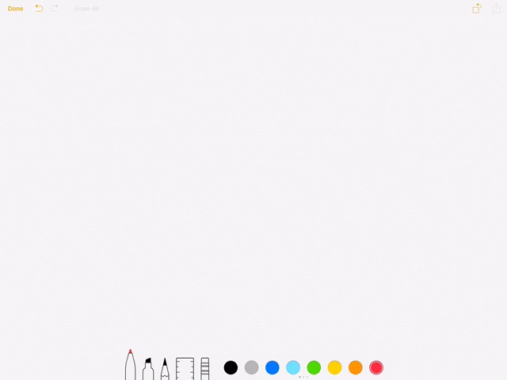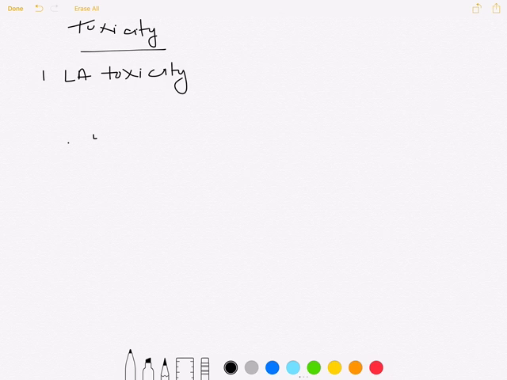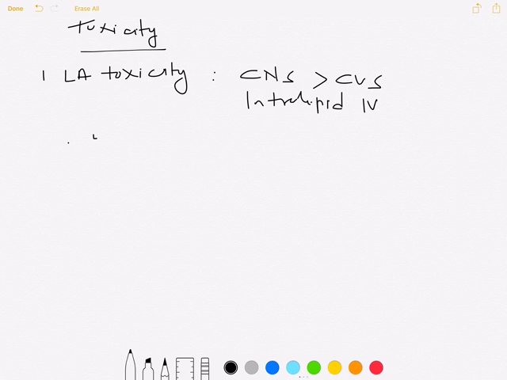So now discussing the key points here about toxicity. If you forget everything, do not forget this. If you have a patient who has local anesthetic toxicity, you have CNS signs first before CVS. Question asked. You can use intralipid IV, and also if you have to do the CPR, it could be a prolonged CPR.